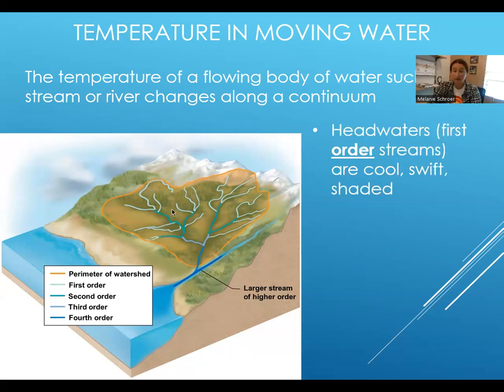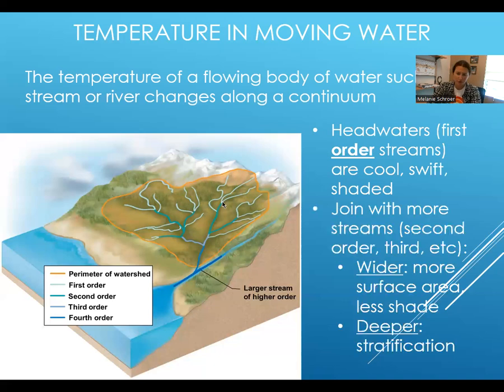And so the headwaters, what are called first order streams, are essentially collecting runoff water from melting snow. They are collecting water from underground, very cold aquifers, so very cold water. Also, these streams are moving really quickly, so they're not really just sitting there heating up from the sun. And frankly, most of the time, these streams are shaded by trees and rocks, etc. So the first order streams, the headwaters, are generally very cold. They are swiftly moving and they are shaded.